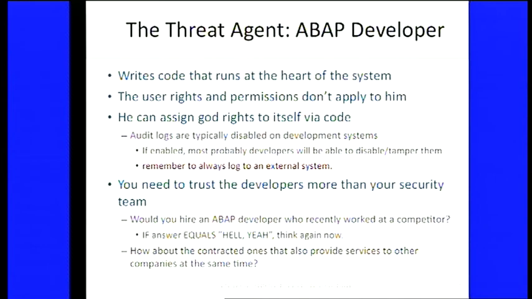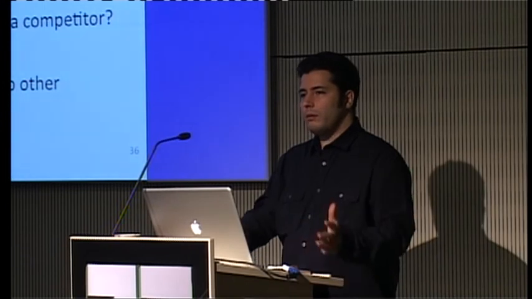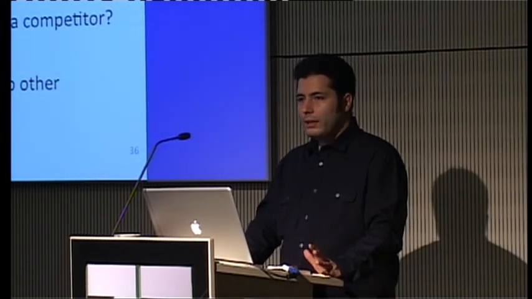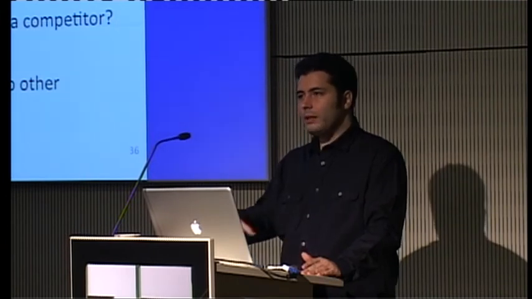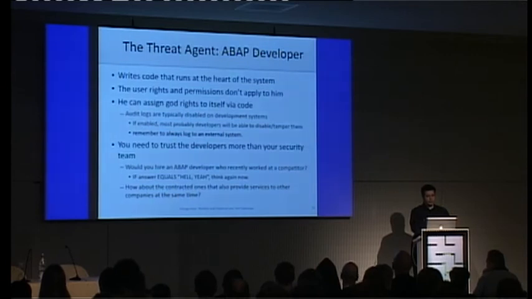So I want to come to the real point of this talk. When we look at the threat agents, from whom should we fear? First, this is the ABAP developer, because the ABAP developers are at ring zero, ring minus one, minus 10, whatever you call it. It runs at the heart, and user rights don't apply to this person because he can just add himself authorizations as he likes in the database. He has rights to do that. And since this is a development or testing system, usually people give SAP_ALL rights to those developers. And audit logs are typically disabled on those systems because people say, hey, this is just a testing system, it's not important at all.